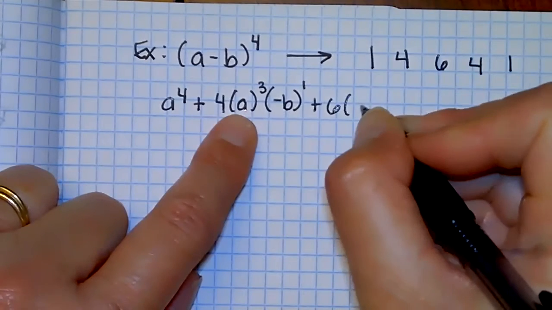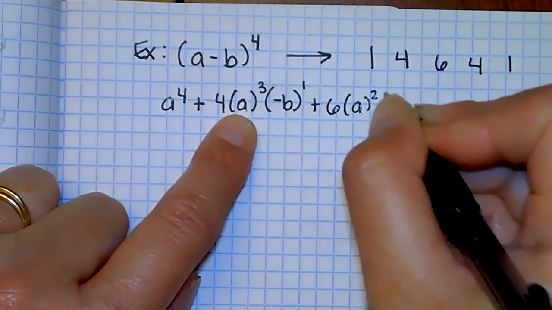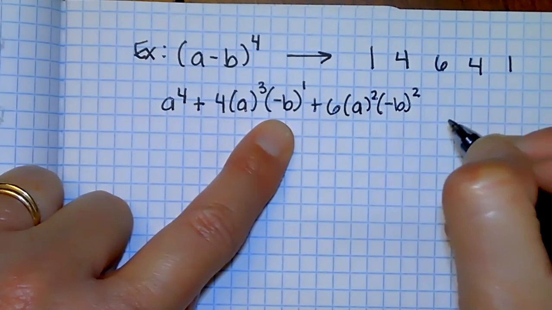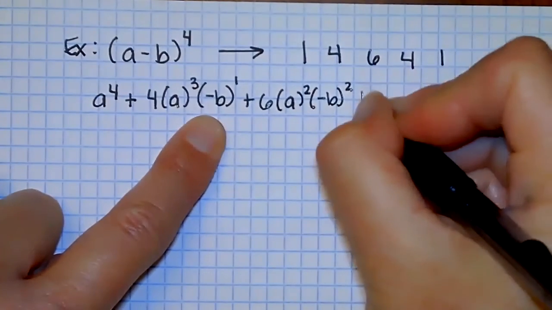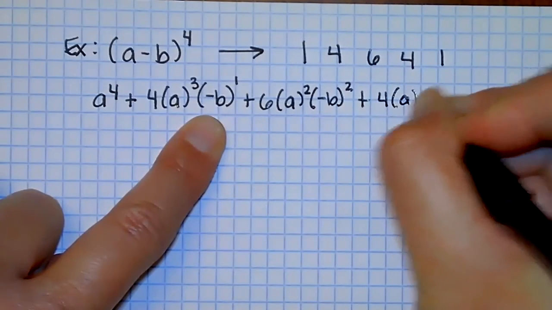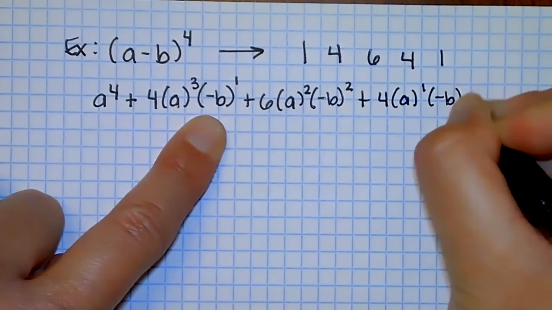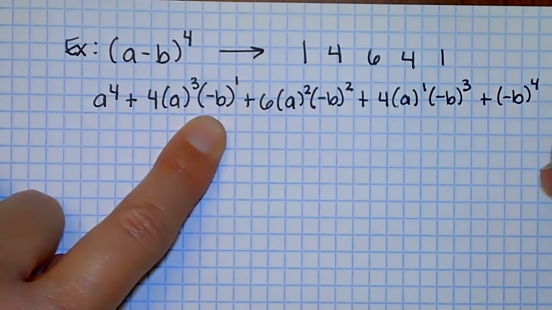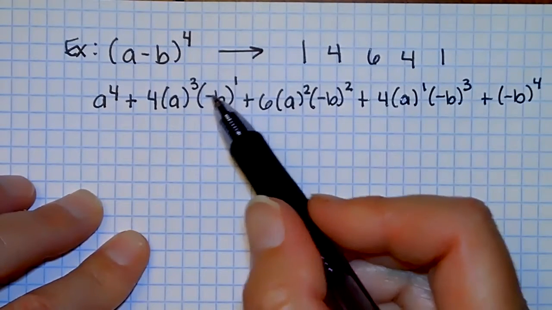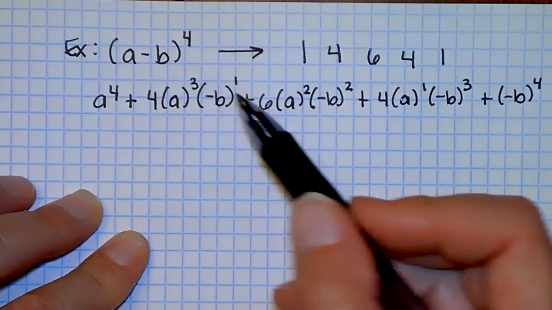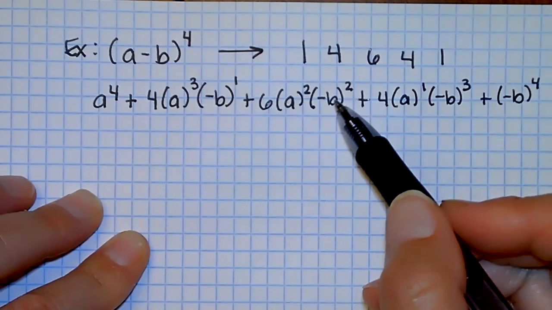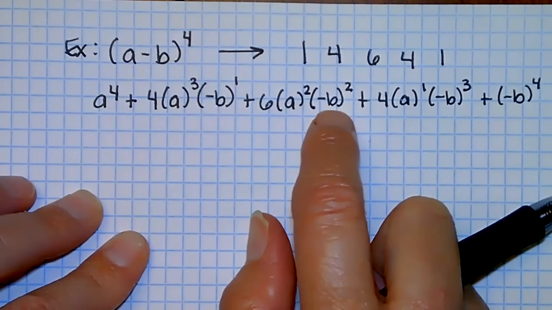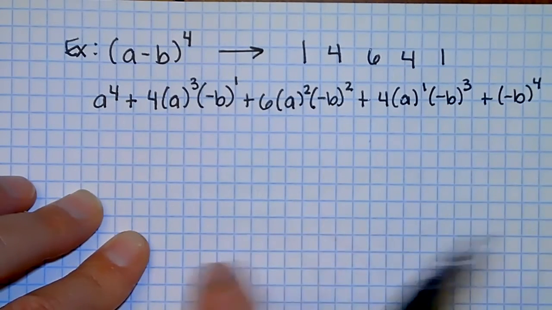So I'm going to continue plus 6. And again, it was A to the third, so this is going to be A to the second. And again, it's going to be a negative B to the second, because 2 plus 2 is 4. And 4, A to the first, so negative B to the third, and negative B to the fourth. Now what you're going to notice is a negative to an odd is a negative. A negative raised to an even is a positive. So this is going to be positive, negative, positive, negative, positive. You're going to get alternating signs here.